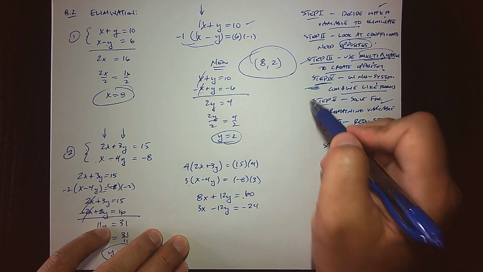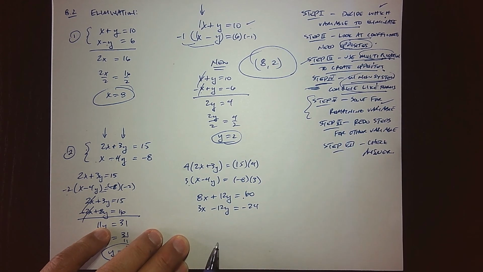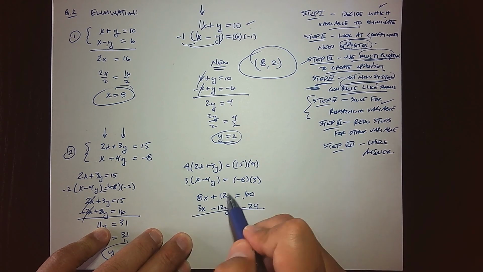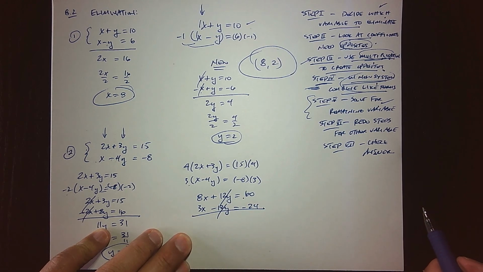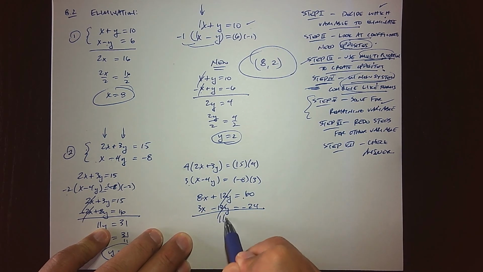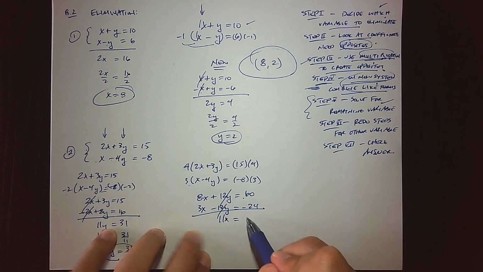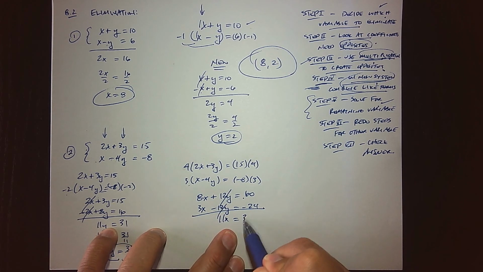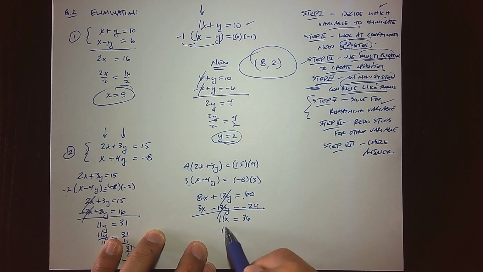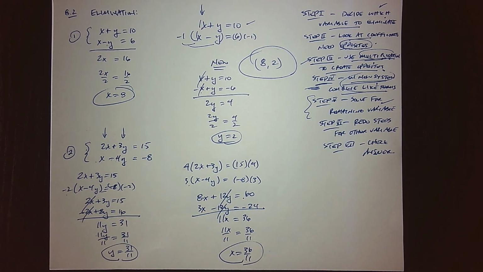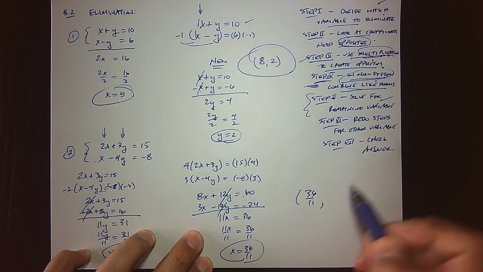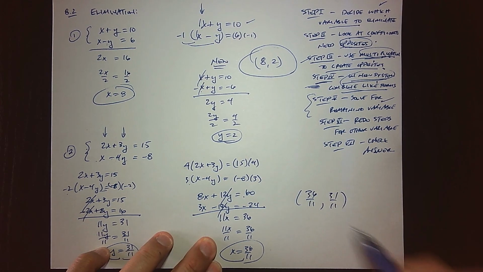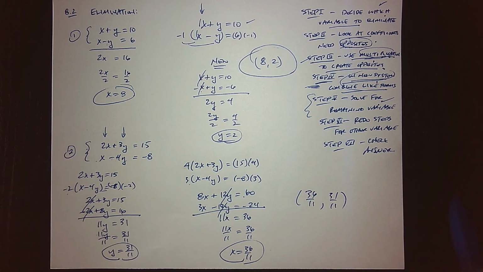Here's my new system. So basically we'll combine like terms in the new system. When I do that, the y's go away just like I planned. 8x and 3x is 11x, and 60 take away 24, I believe that'll give us 36. Divide both sides by 11, and we get x equals 36 over 11, which again, I believe, was what we found earlier. And so our ordered pair that solves this is (36/11, 31/11). And there is the elimination technique.